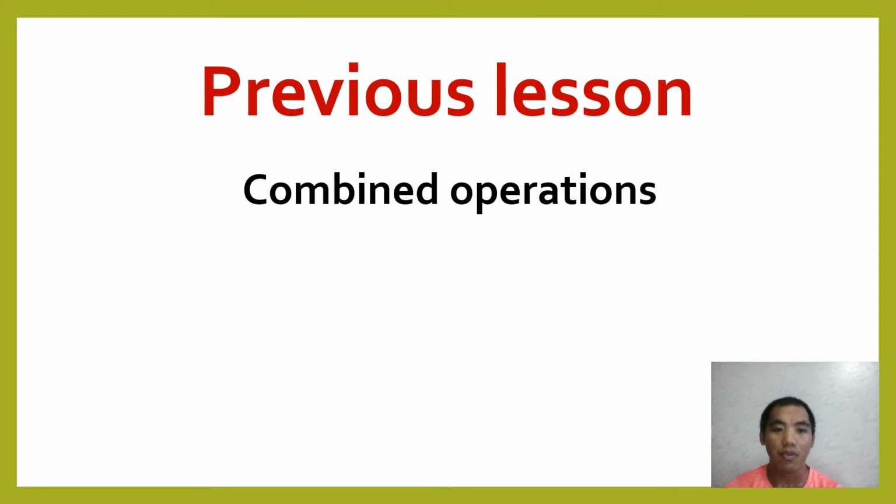Like for example, the problem that we have there in the screen, which says 34 times 2, subtract 5 plus 20. Okay, there are three basic operations that was used in there, right? We have multiplication, subtraction, and addition. Therefore, that is a problem that involves combined operation. Okay, so that was our previous lesson.